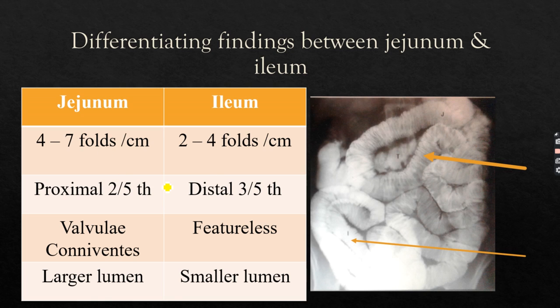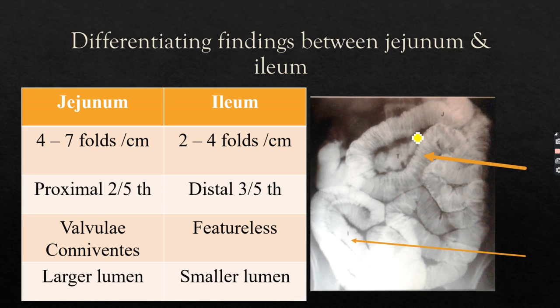Especially in enteroclysis, we are talking about jejunum, there are 4 to 7 folds per centimeter, right? Whereas in ileum only 2 to 4 folds per centimeter. Proximal 2/5 of the small bowel is jejunum, distal 3/5 ileum.